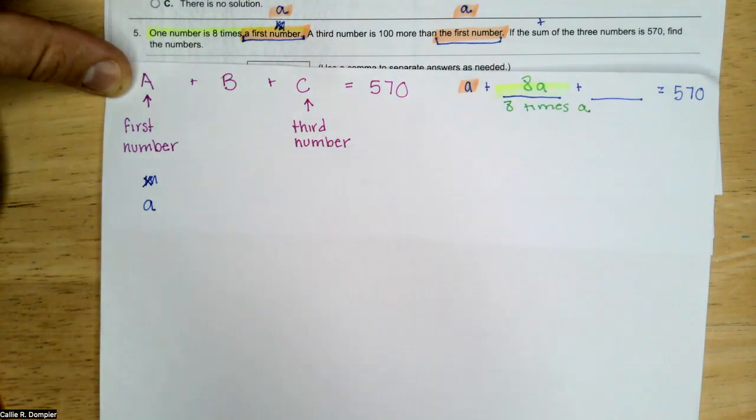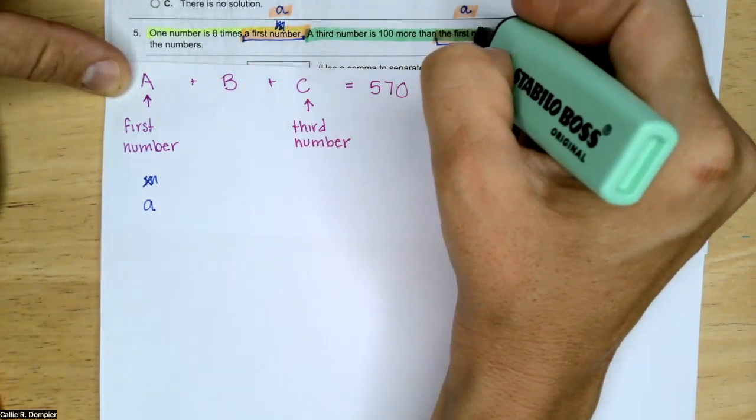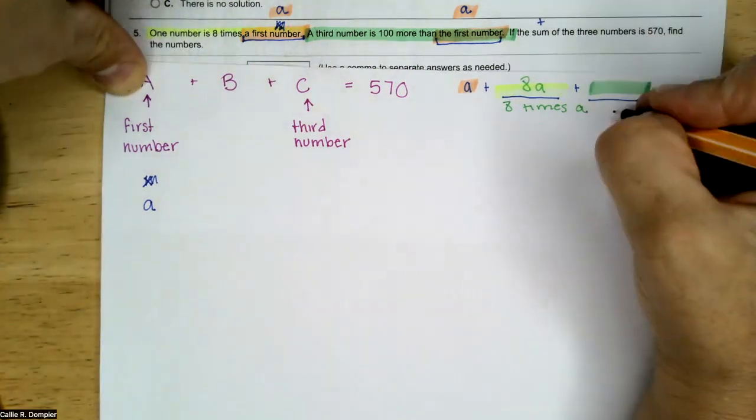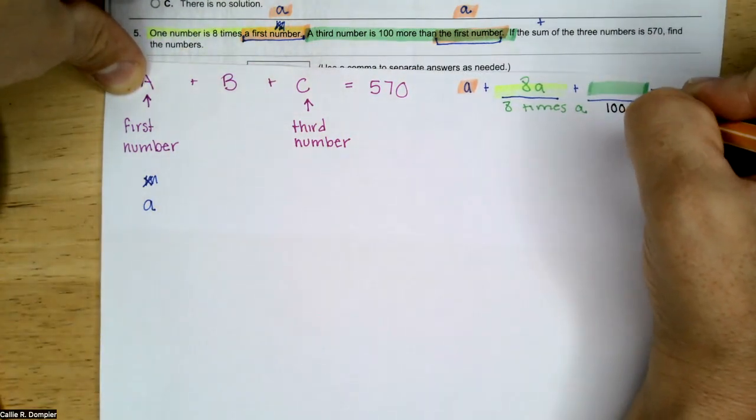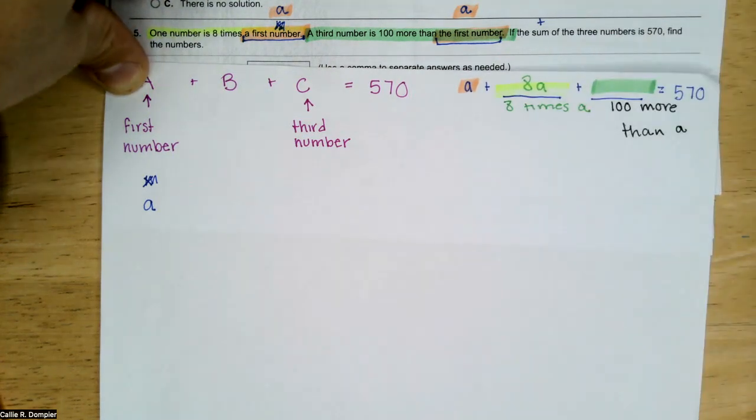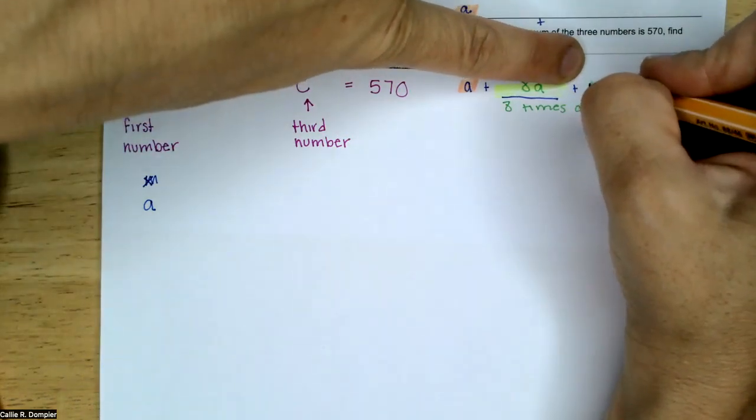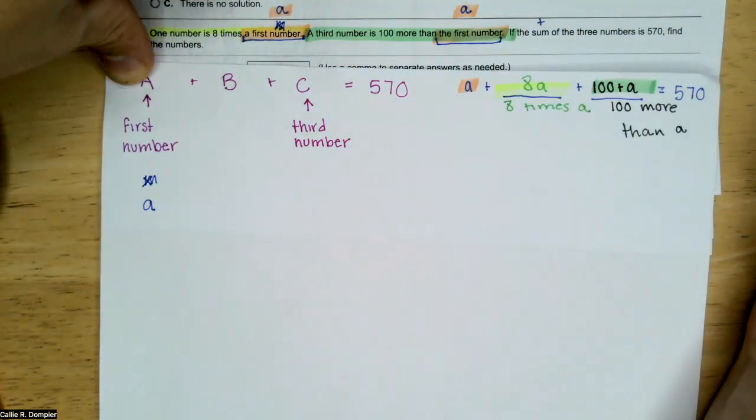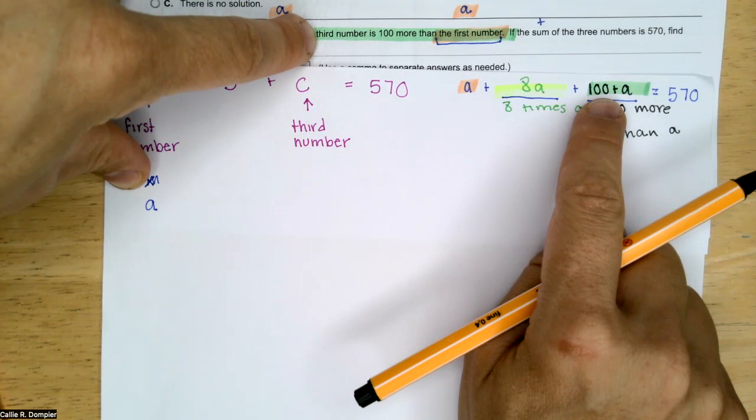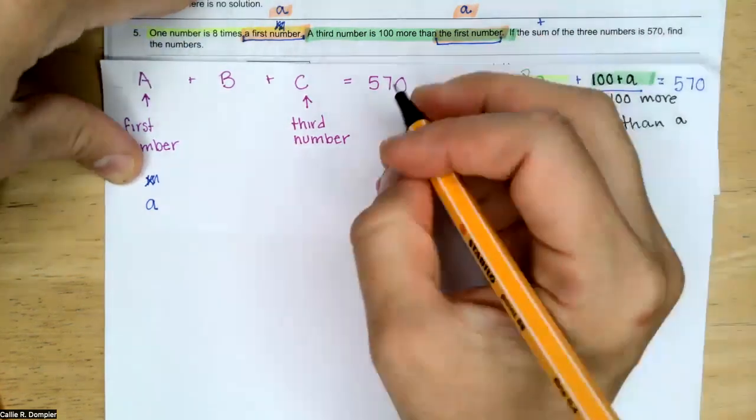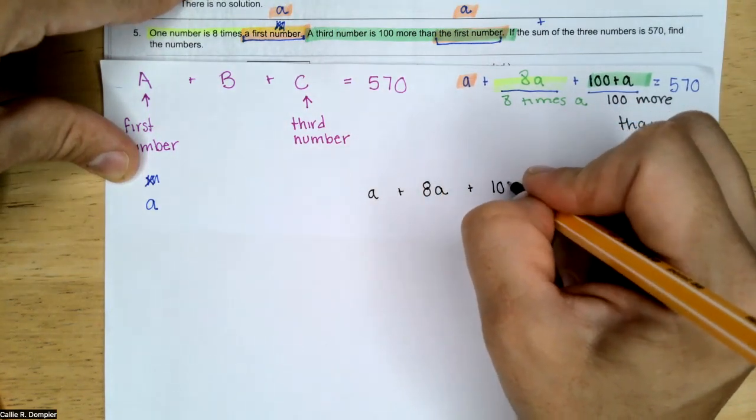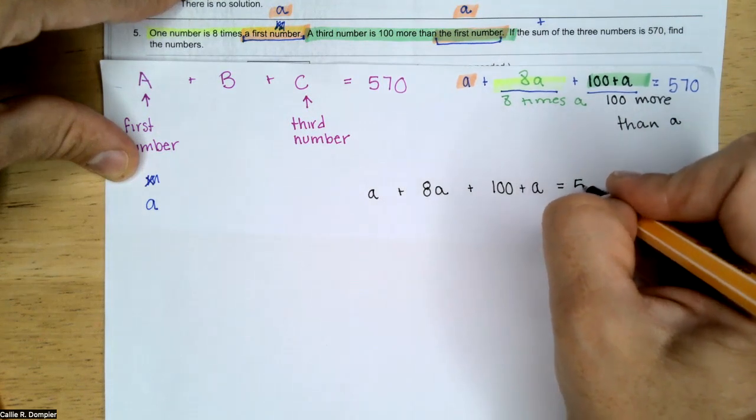A third number is 100 more than the first number, A. 100 more than A is 100 plus A. Good? So we said one number is 8 times a first number. A third number is 100 more than the first number. The sum of the three numbers, A plus 8 times that first number plus 100 more than that first number, is 570.